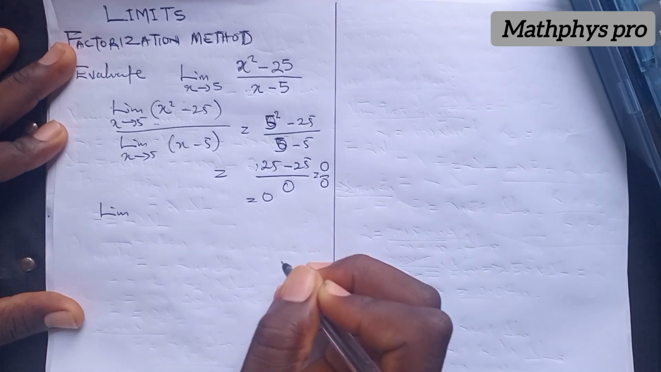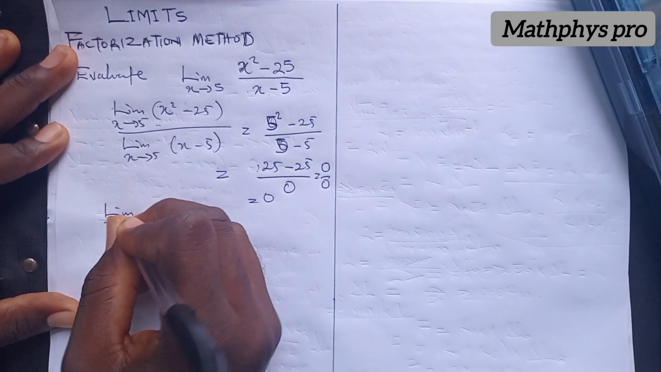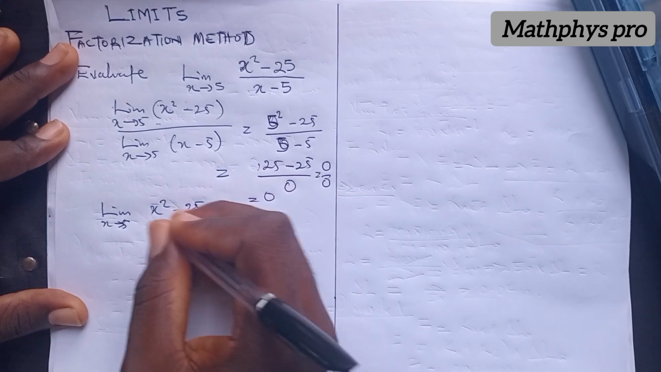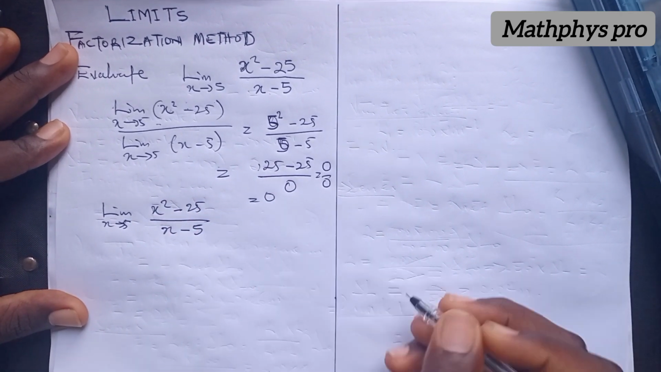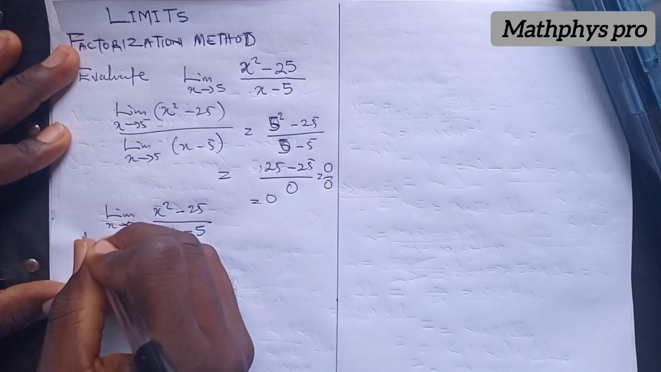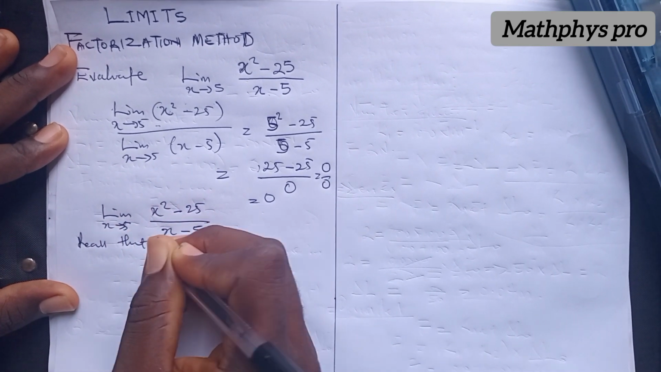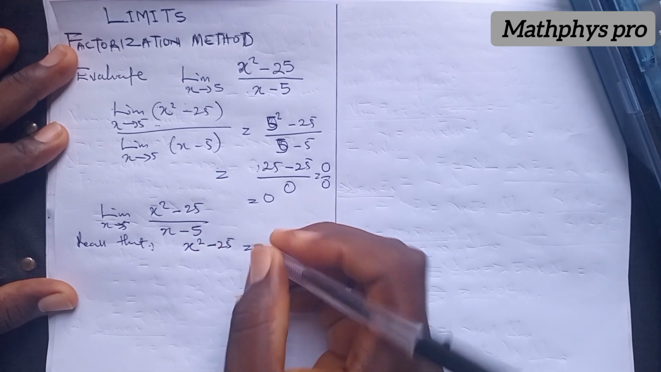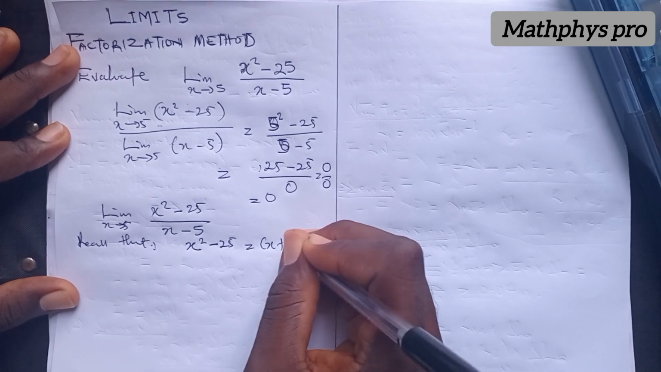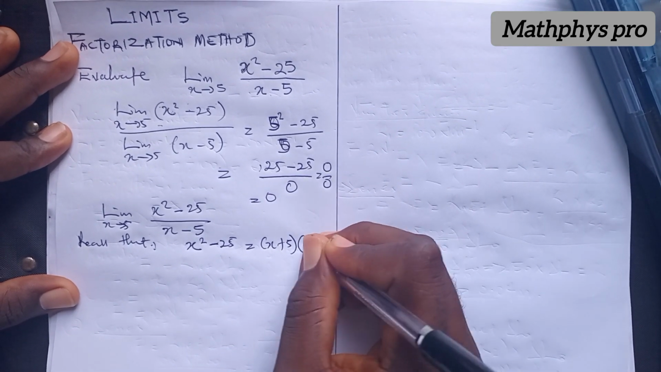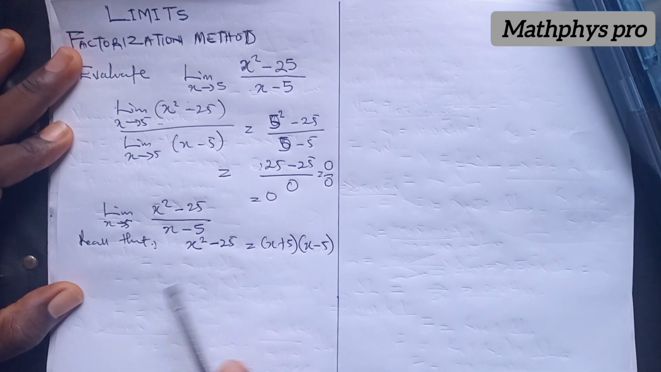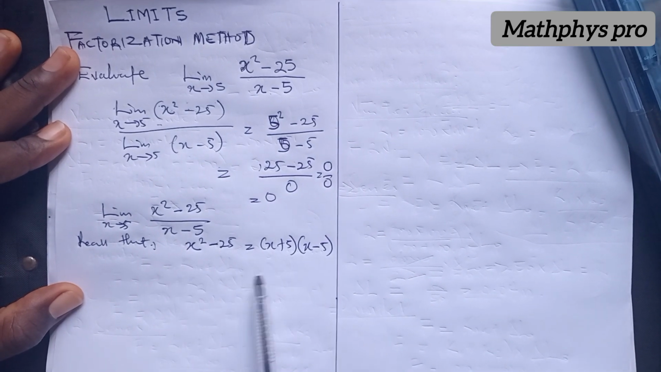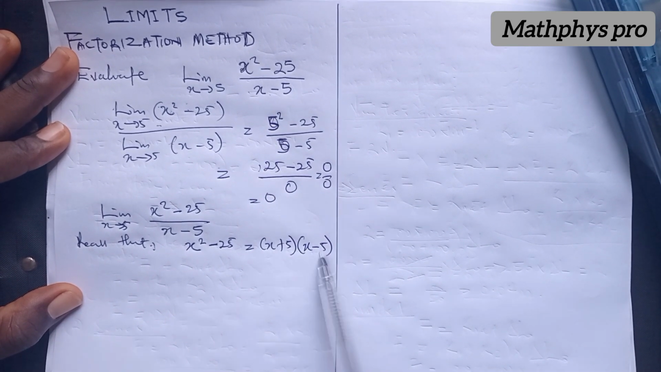It is given that the limit as x approaches 5 equals x squared minus 25 over x minus 5. So recall that x squared minus 25 is equal to x plus 5, all in brackets, times x minus 5. So this is equal to this. We use this to replace x squared minus 25 with x plus 5 times x minus 5.